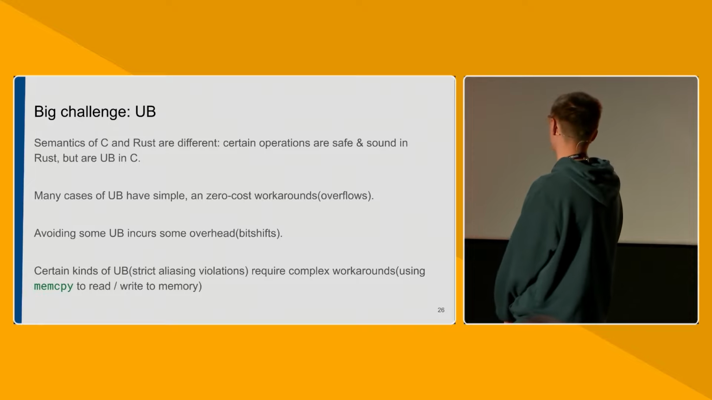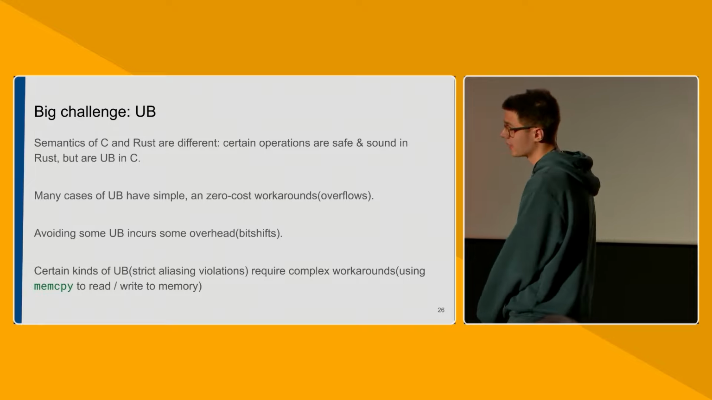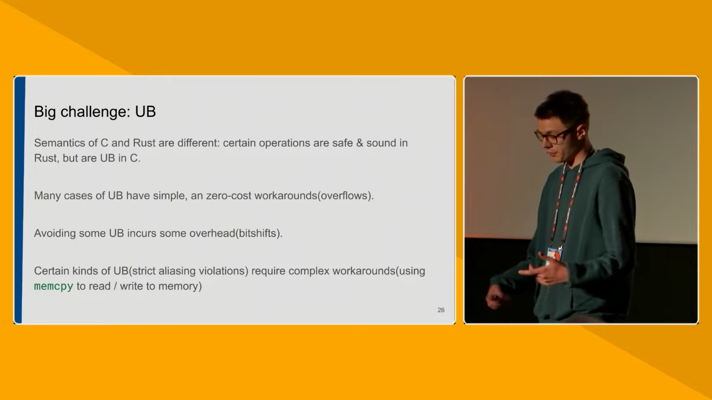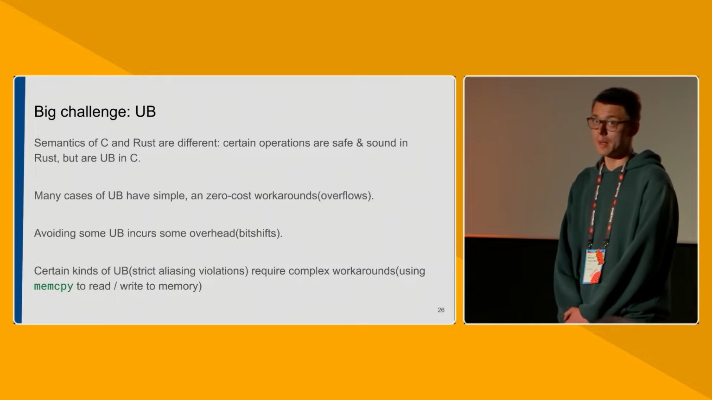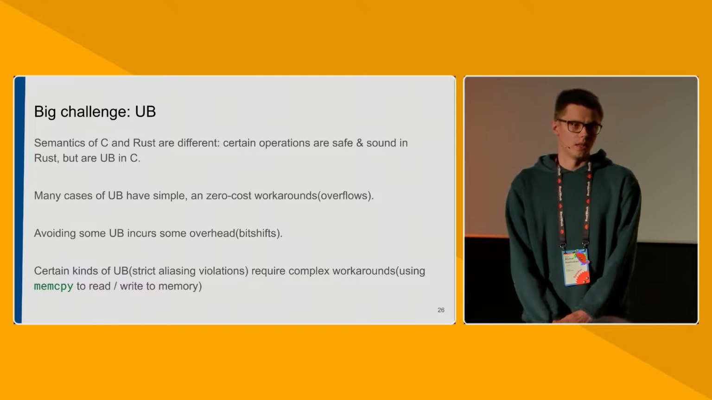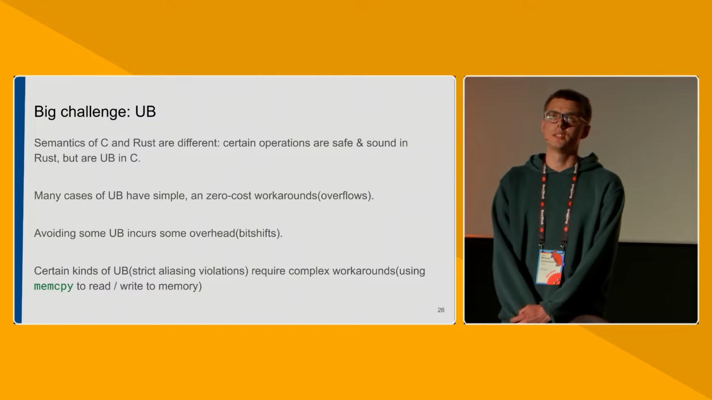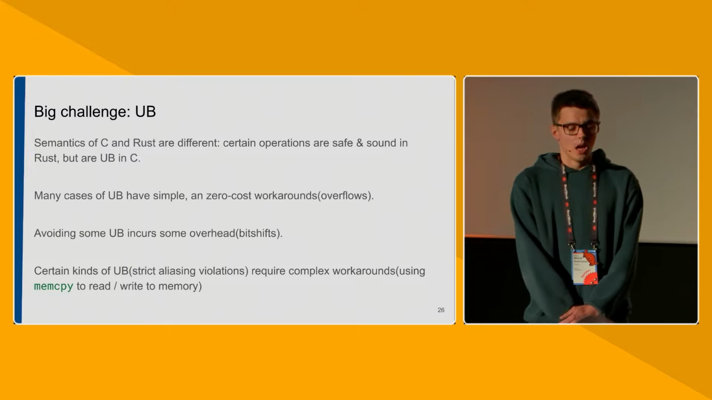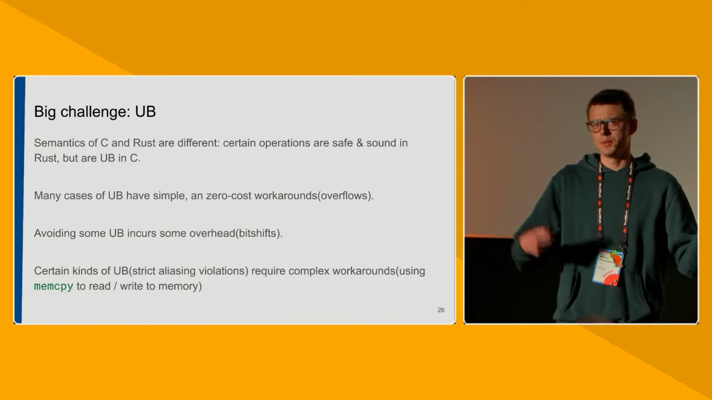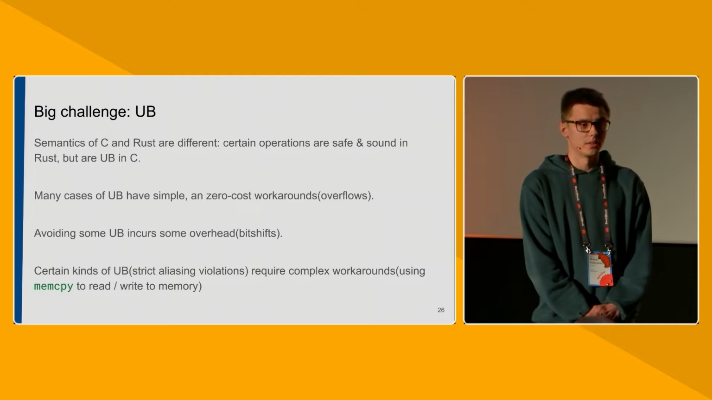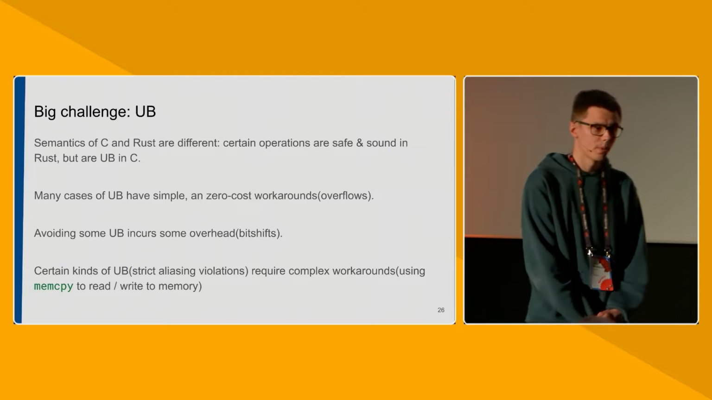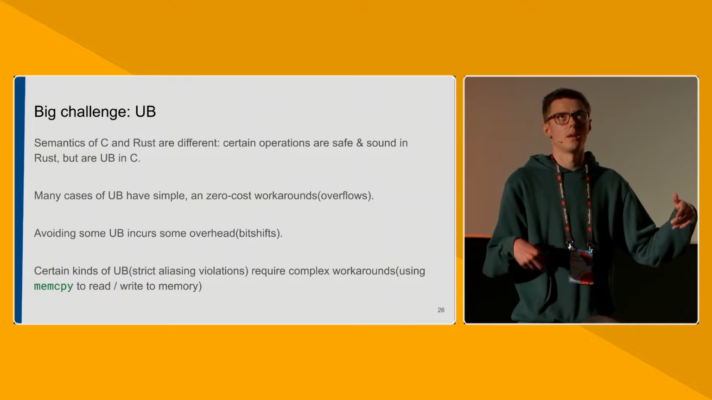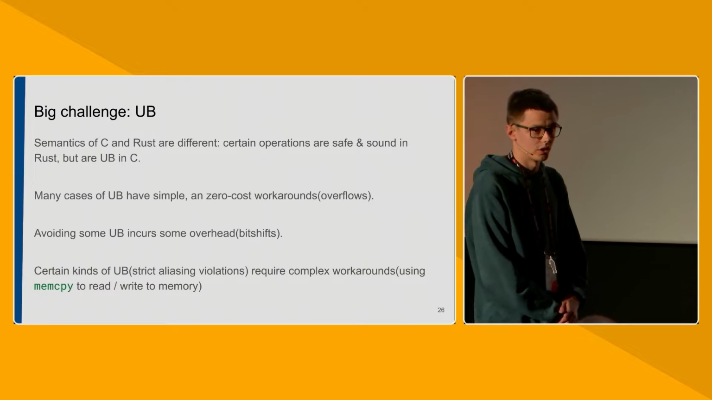Certain kinds of undefined behavior are way more complex to work around. For example, I know that some people who are more in the know will be very curious about strict aliasing, because that's a big elephant in the room. Strict aliasing basically allows C compilers to assume that certain kinds of pointers will not alias. The general simplified idea is that if you have pointers to different types, they will not overlap. So a pointer to an integer and a pointer to a float will point to different allocations at the same time.